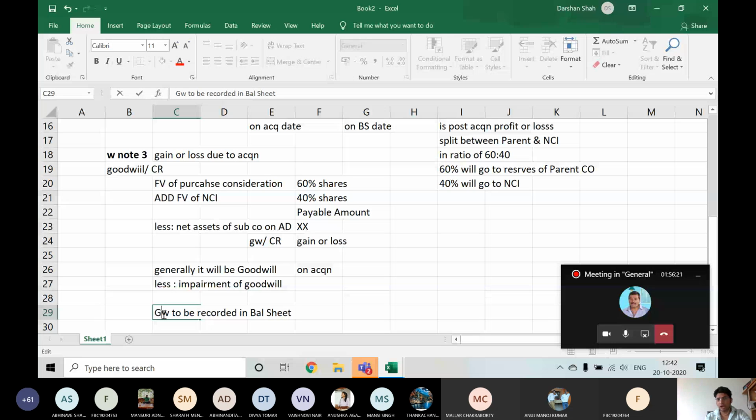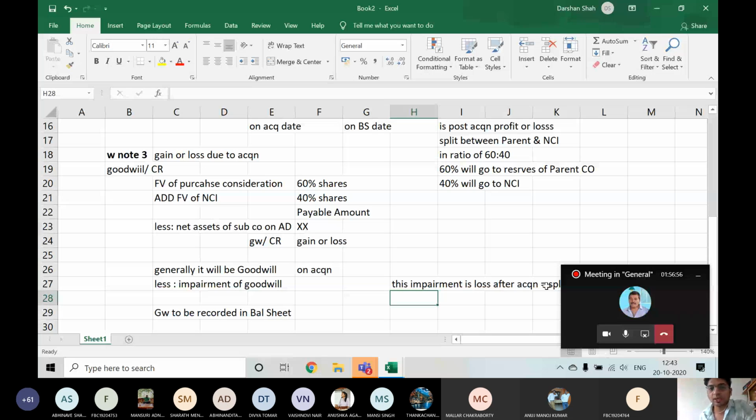Yes. Okay, but now pay attention. This impairment of goodwill that we have deducted, what will happen about that impairment? This impairment is a loss, correct? It is a loss after acquisition. So again it is split in the ratio of 60:40. मतलब एक्विजिशन के बाद कोई भी लॉस आने दो या कोई भी प्रॉफिट आने दो, any profit or loss after acquisition date will be split in the ratio of 60:40.